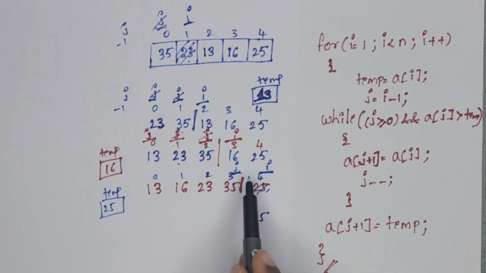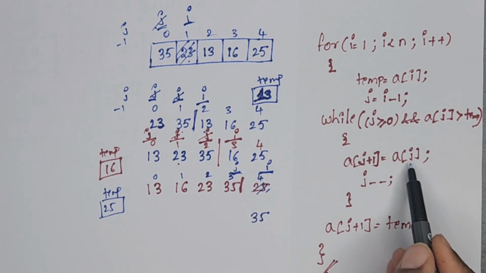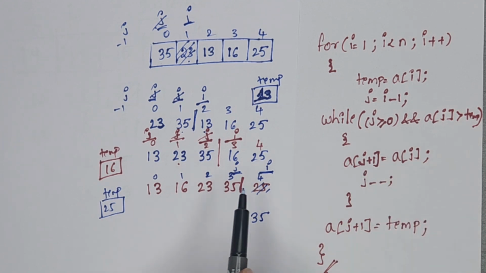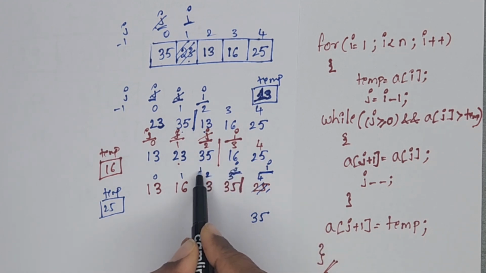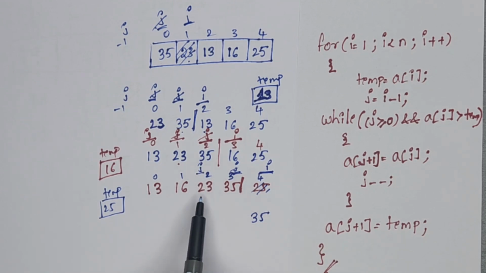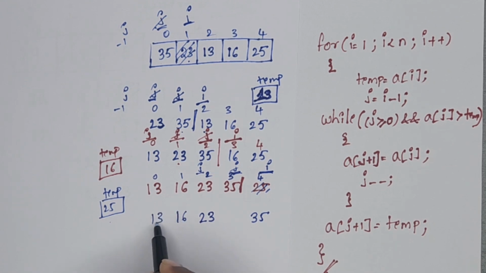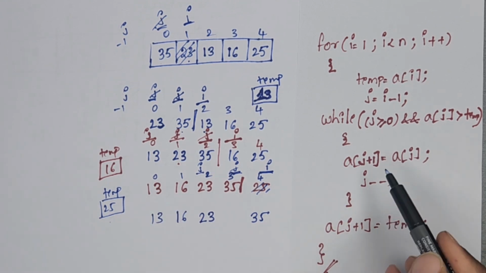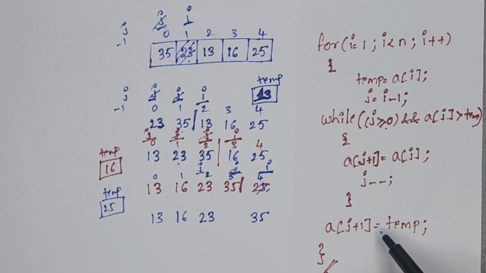Means a of 3 will be stored in a of 4. Simply a of j is assigned to a of j plus 1. So a of 3 is assigned to a of 4. In the 4th place, 35 will be stored. Okay. Now, after this, decrement j value. Before that, we have to compare the element. 23 is greater than 25? No. Don't shift 23. Okay. Now, 16, 13 as it is, I am writing. No need to compare with the remaining elements. If the condition becomes false, it will exit from the while loop.